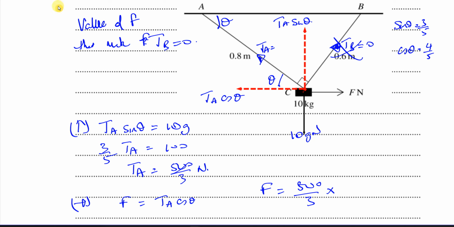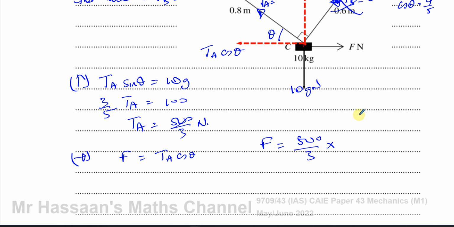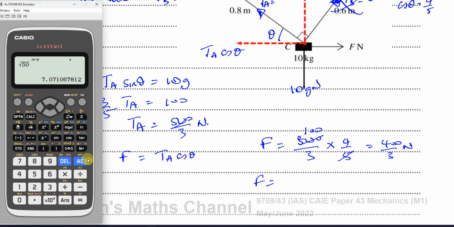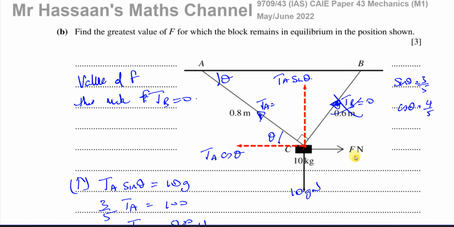Just to make sure of that. Yep. So the cosine of theta is 4/5. So it's 500 over 3 times 4 over 5. 5 goes into 500 100 times. So we're left with 400 over 3 newtons. So F is equal to, we can leave it like that if we want to, 400 divided by 3. That gives us 133. You can say 133 newtons is the maximum value of the force F, such that this will remain in equilibrium. It will stop being in equilibrium as soon as this becomes 0.